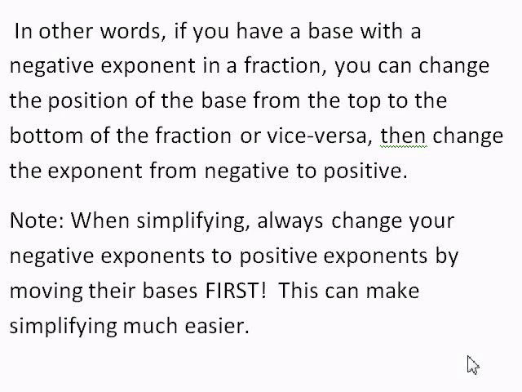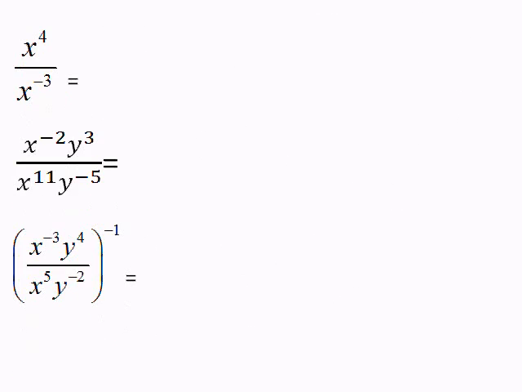Another way to put the previous example is that if you have a base with a negative exponent in a fraction, you can change the position of the base from the top to the bottom of the fraction, or vice versa, then change the exponent from negative to positive. Note, when simplifying, we're always going to change our negative exponents to positive exponents by moving the bases first. This can make simplifying much easier. Let's take a look at a couple of examples.